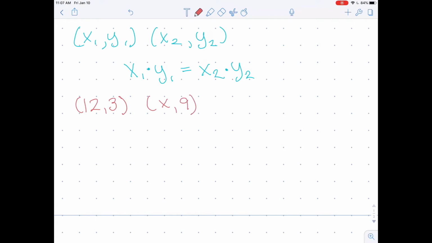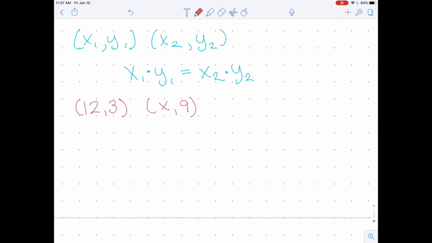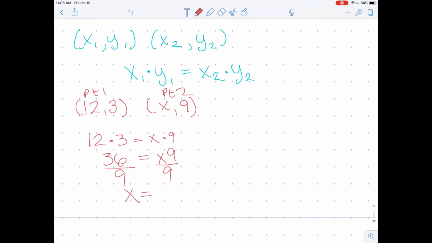So we can use this product rule that we just learned to solve this. I'm going to treat this like point 1 and this like point 2. So 12 times 3 should equal x times 9. 12 times 3 is 36. To solve for x, we divide by 9. So x equals 4. So we can use the product rule to find these missing numbers.